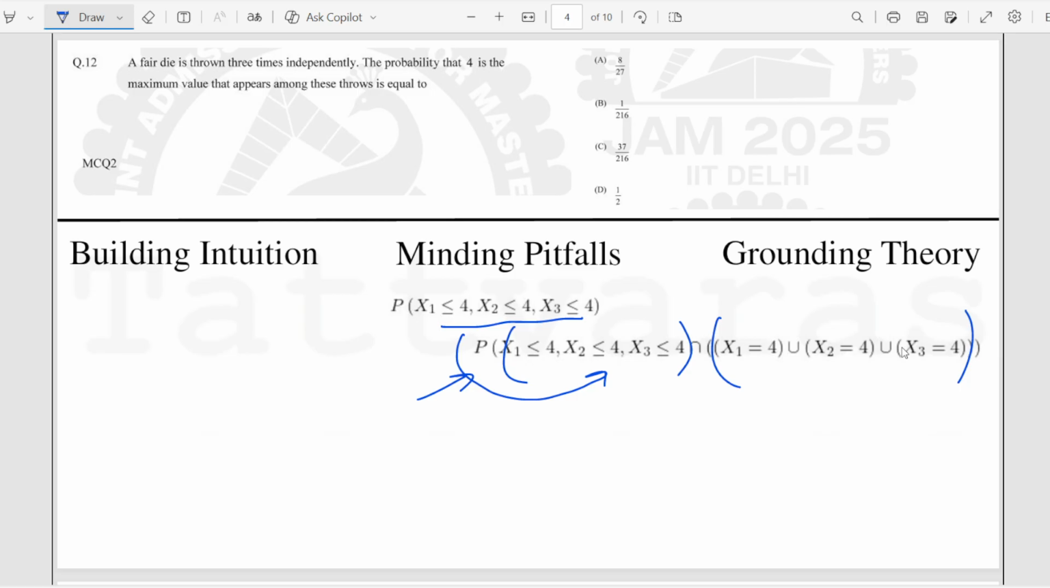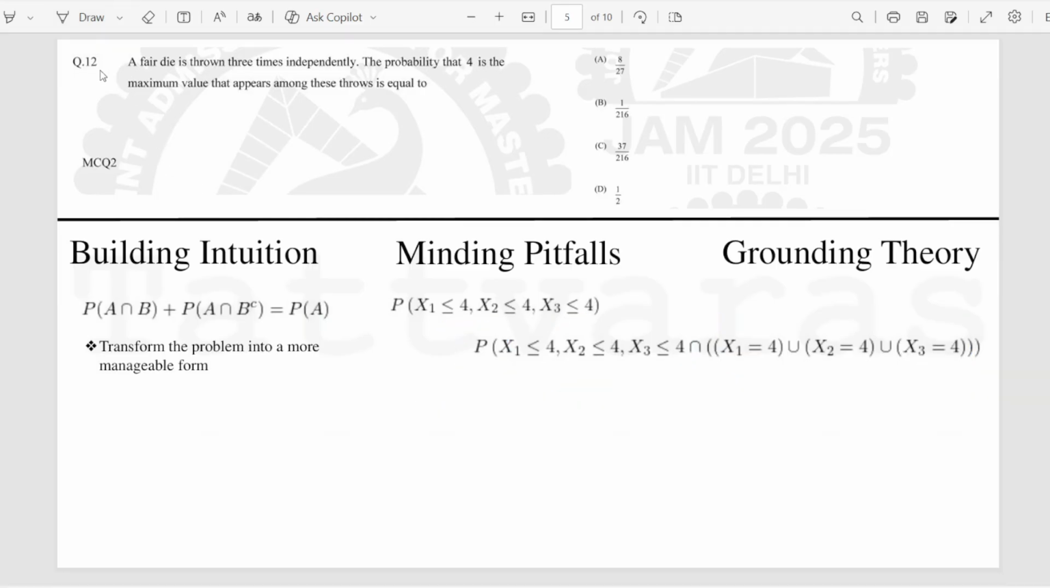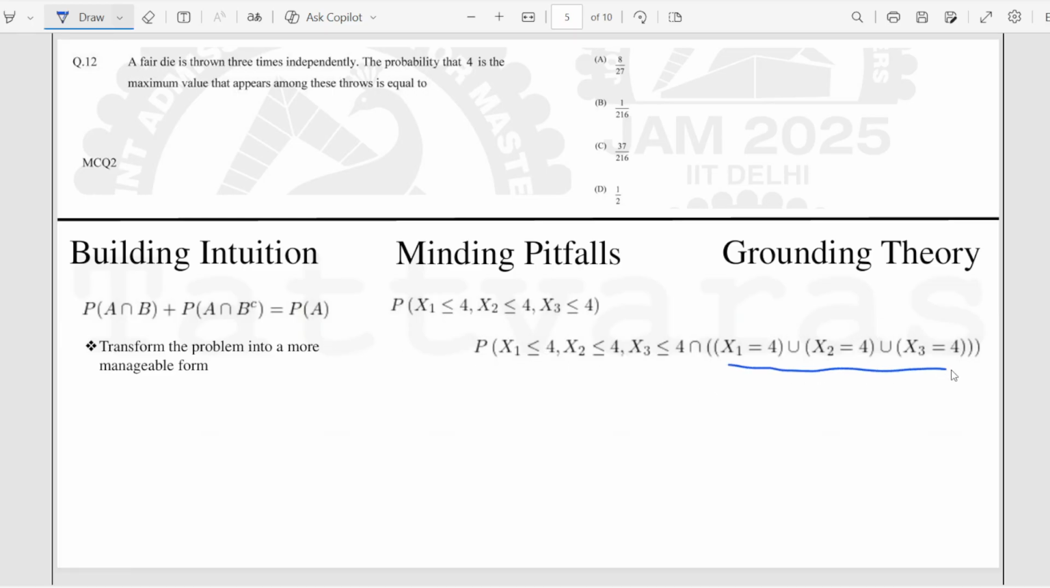Looks complicated, right? So this is where our motivation should be to simplify it. Probabilities of independent random variables are always very beautiful when everything is in intersection. So if somehow we can convert this union thing into intersection and then deal with it, it would be great, right? And the way to do that is to just transform the problem into a more manageable one.